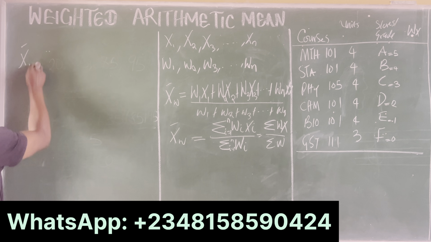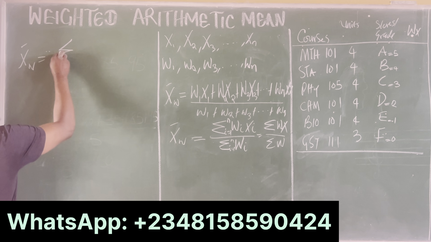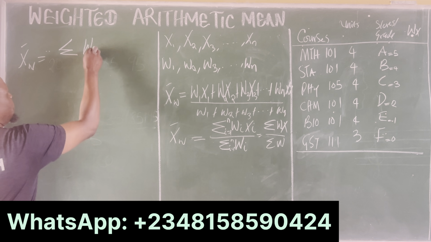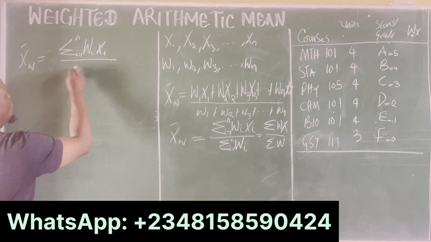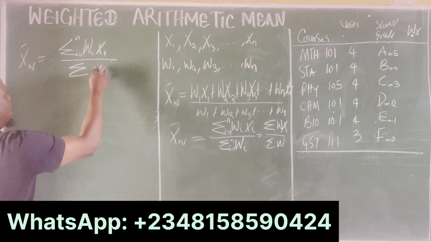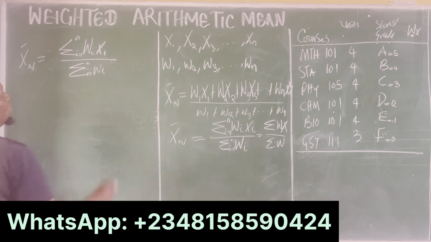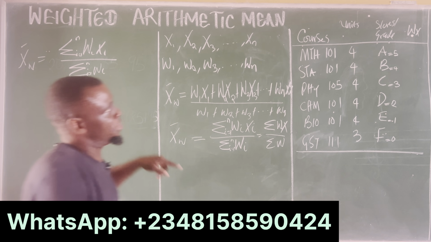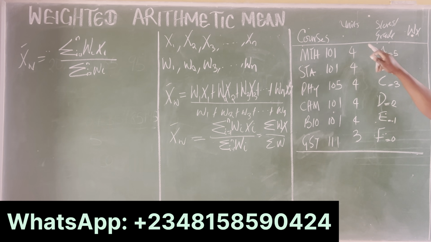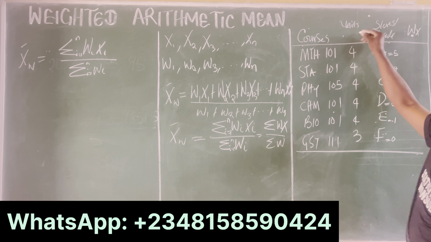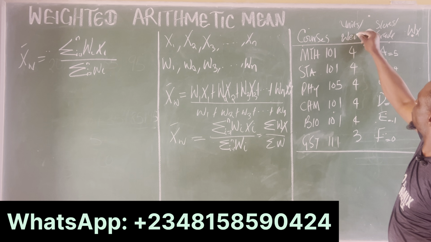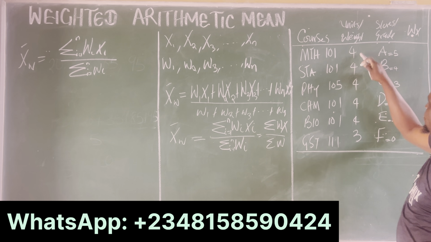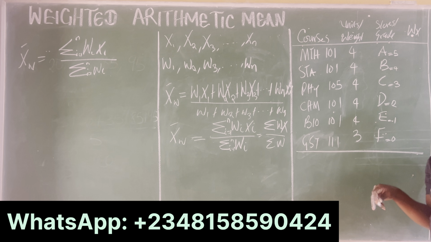our weighted arithmetic mean is equal to summation of Wi xi, as i goes from 1 to n, all over summation of Wi as i goes from 1 to n. Note that. So our Wx is this other one. So now the unit, which is like the weight, unit is the same as the weight of each of the courses. So you see that some have 4, 4, 4, 4, 4, and the weight of this is 3. So most times the weights are not always the same.